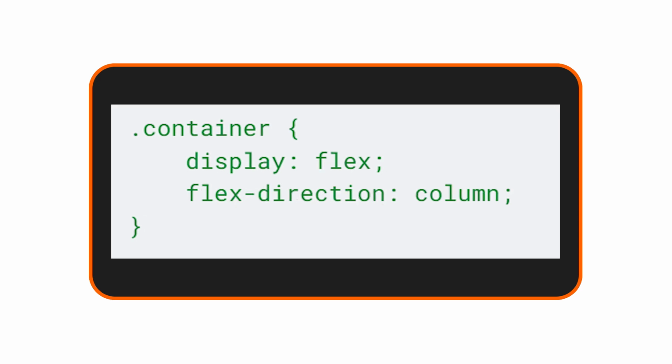The flex direction property controls how items are arranged in a flex container. The default value is row, meaning the items align horizontally. Switching to column stacks the items vertically. In this example, the items now stack vertically instead of aligning side by side.